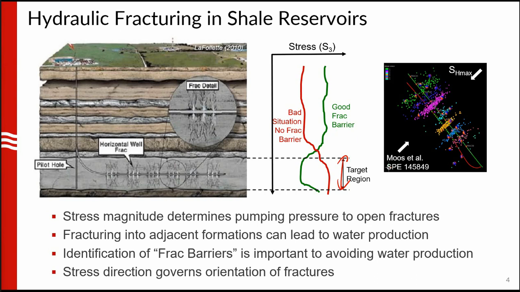On the right, you also see a map view of the microseismic events that are induced by hydraulic fracturing. You can see the nice alignment of these events at different stages. Of course, this is lining up with the regional direction of the horizontal stress. So this is an example of how stress direction is crucial for predicting the behavior.